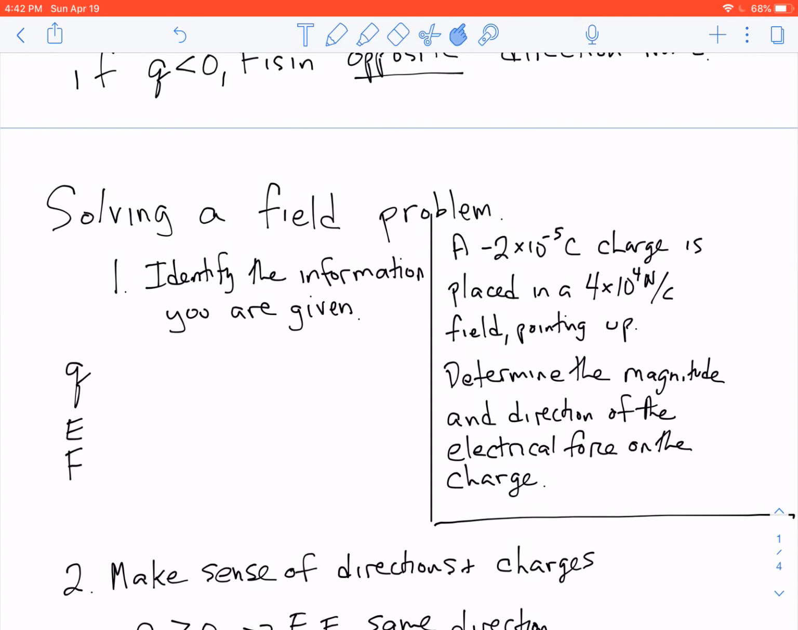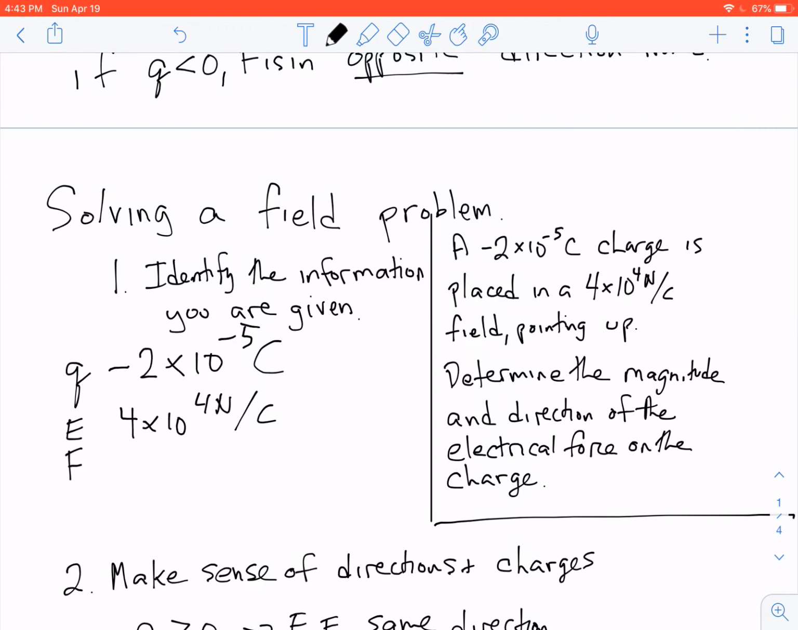First, you need to identify the information that you're given. In this problem, we have a minus 2 times 10 to the minus 5 Coulomb charge. That would be Q. So we would write that in our key, minus 2 times 10 to the minus 5 coulombs. It is placed in a 4 times 10 to the 4th newtons per coulomb field. So this is talking about the electric field, pointing up. So we'll say 4 times 10 to the 4th newtons per coulomb.